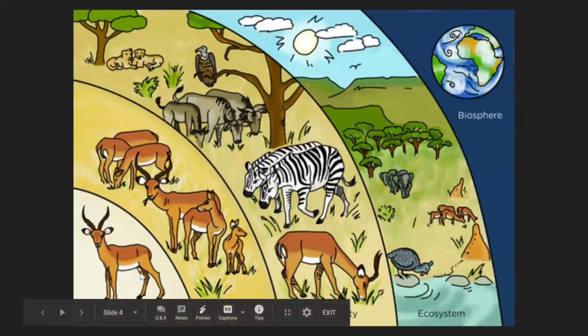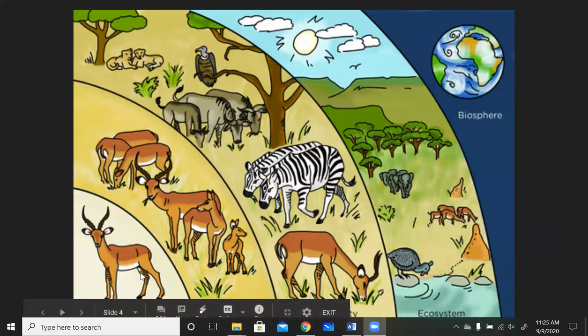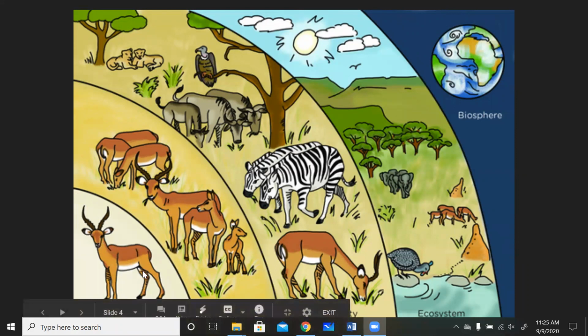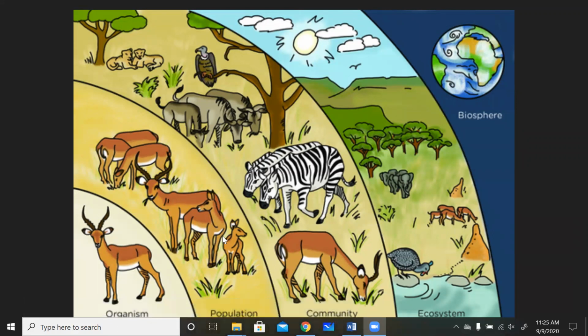Here is an example, a picture example of all the different stages of groups of organisms that we could be talking about. So we could be talking about a singular organism, which you see all the way over here on the left, this little single gazelle right here, or you could be talking about a population of those organisms, so a population of gazelle, as I said before.